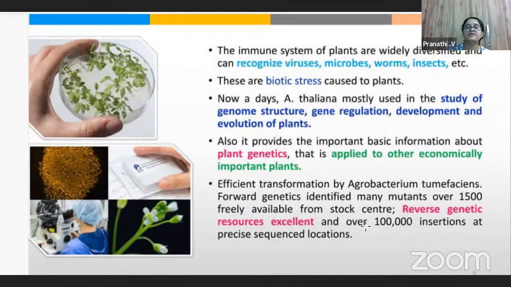And how are we going to see this? You can transform Agrobacterium tumefaciens into this Arabidopsis thaliana. So what is going to happen? You can actually identify mutants, around 1500 available mutants, and through reverse genetics you can insert around 1 lakh insertions at different locations in the 5 chromosomes that are present. So it is a wonderful plant.